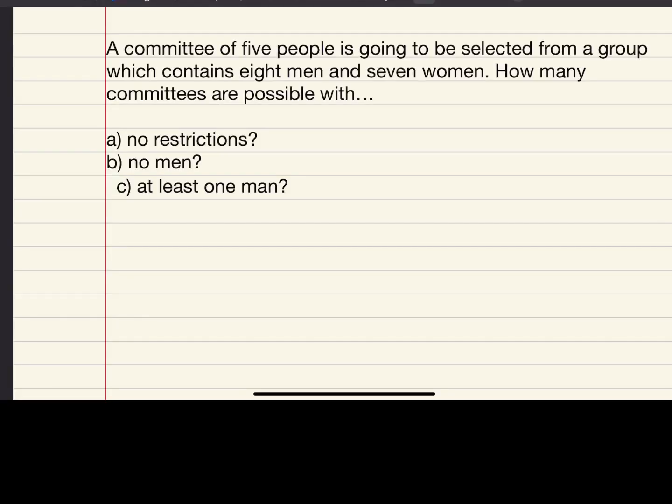A committee of 5 people is going to be selected, and that word I'm going to underline because that tells us that this is a combination, because the order doesn't matter when you're just randomly selecting to form a group. Form a group which contains 8 men and 7 women. How many committees are possible with A, no restrictions, B, no men, and then C, at least 1 man?